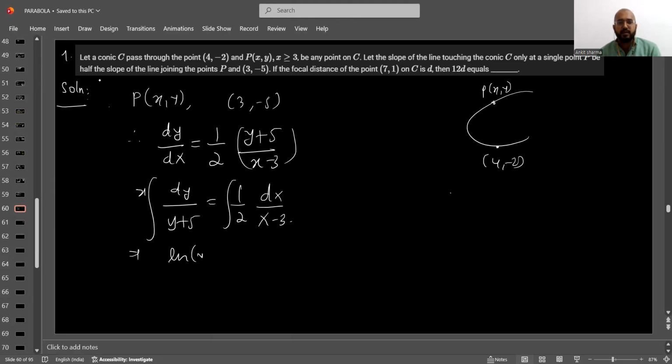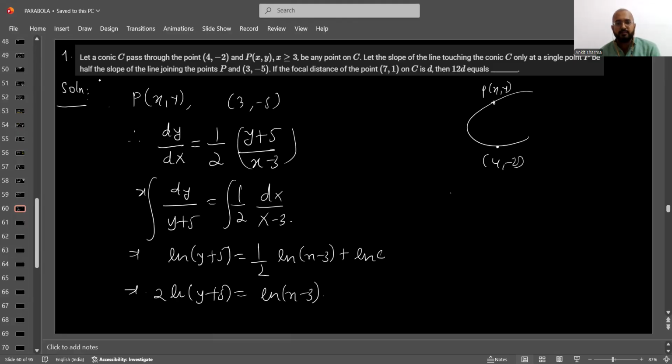So this gives me ln of (y plus 5) is equal to half of ln of (x minus 3), plus we can write ln c here. Now, in order to get rid of these things, we should write down here 2 times ln of (y plus 5) is equal to ln of (x minus 3) plus, in fact, 2 times ln of c, that's in fact a constant. So it is same as writing ln c dash. Now this turns out to be basically ln of (y plus 5) squared, so I'm having here (y plus 5) square is equal to some constant into (x minus 3).